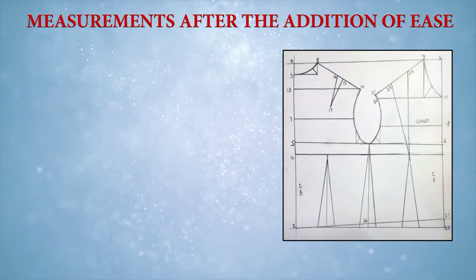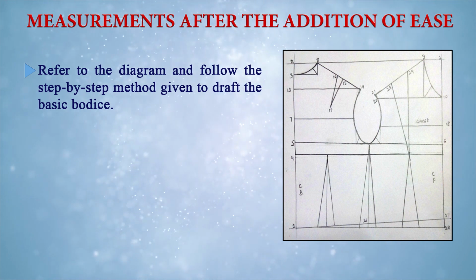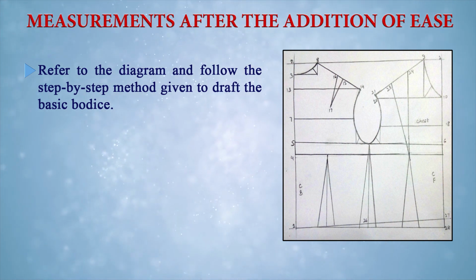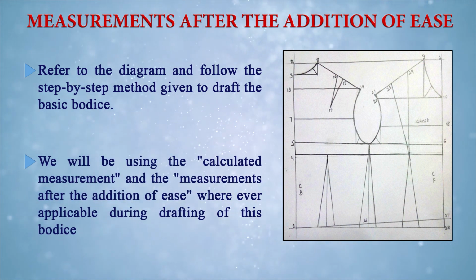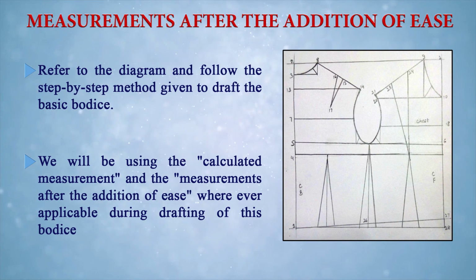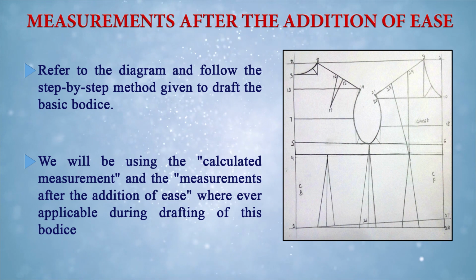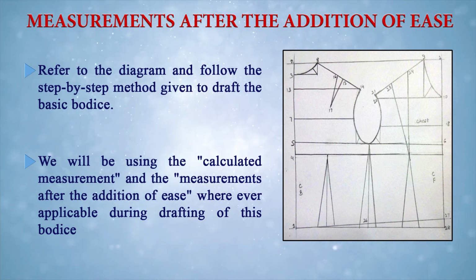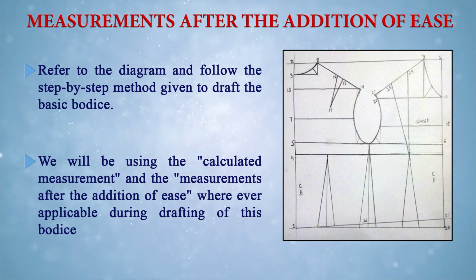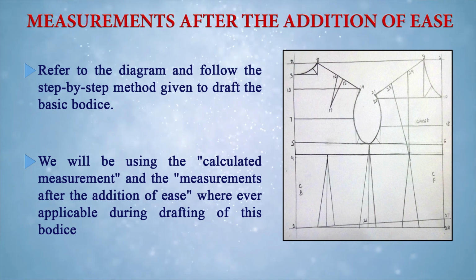You can refer to this diagram and follow the step-by-step method given to draft the basic blocks. We will be using the calculated measurement and the measurement after adding ease wherever applicable during drafting of the bodice. So we will use the actual measurement and the derived measurement both, wherever applicable. Then how will you start developing a bodice pattern?